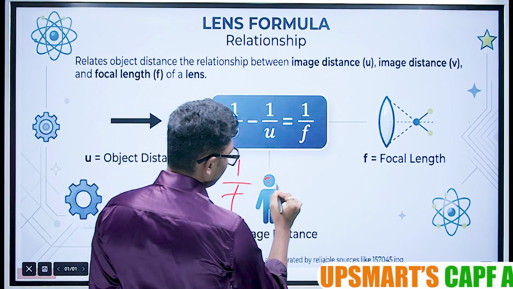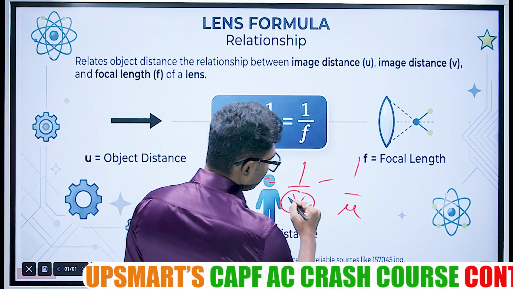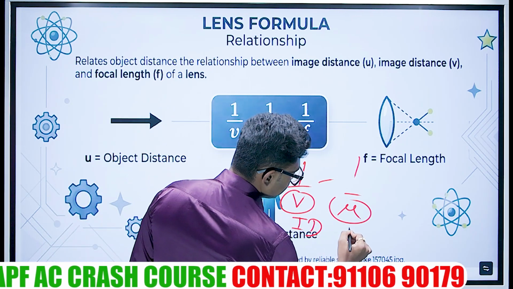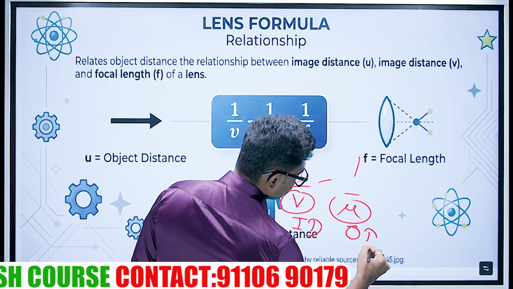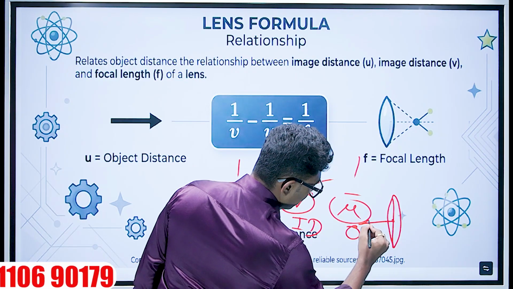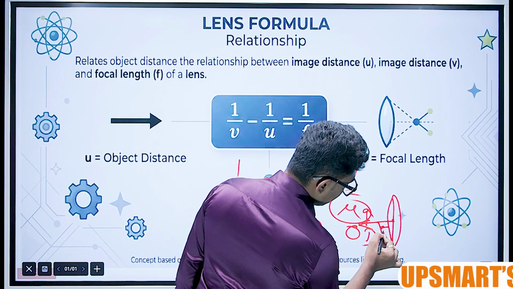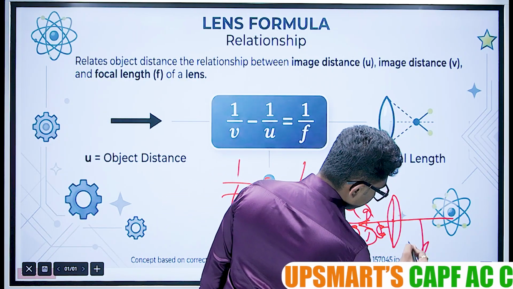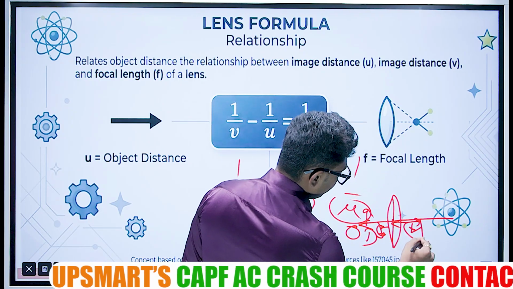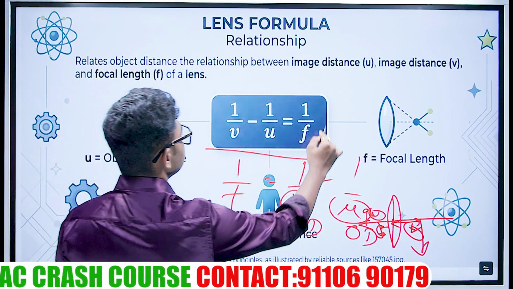1 by f is equal to 1 by v minus 1 by u. And v, you all know, it's the image distance. u is the object distance from the lens. If this is the lens, from the optic center, how much distance the object is there, and how much distance the image is there, or from this side how much distance the image is there. This defines the v and u. Remember it. This formula is important.